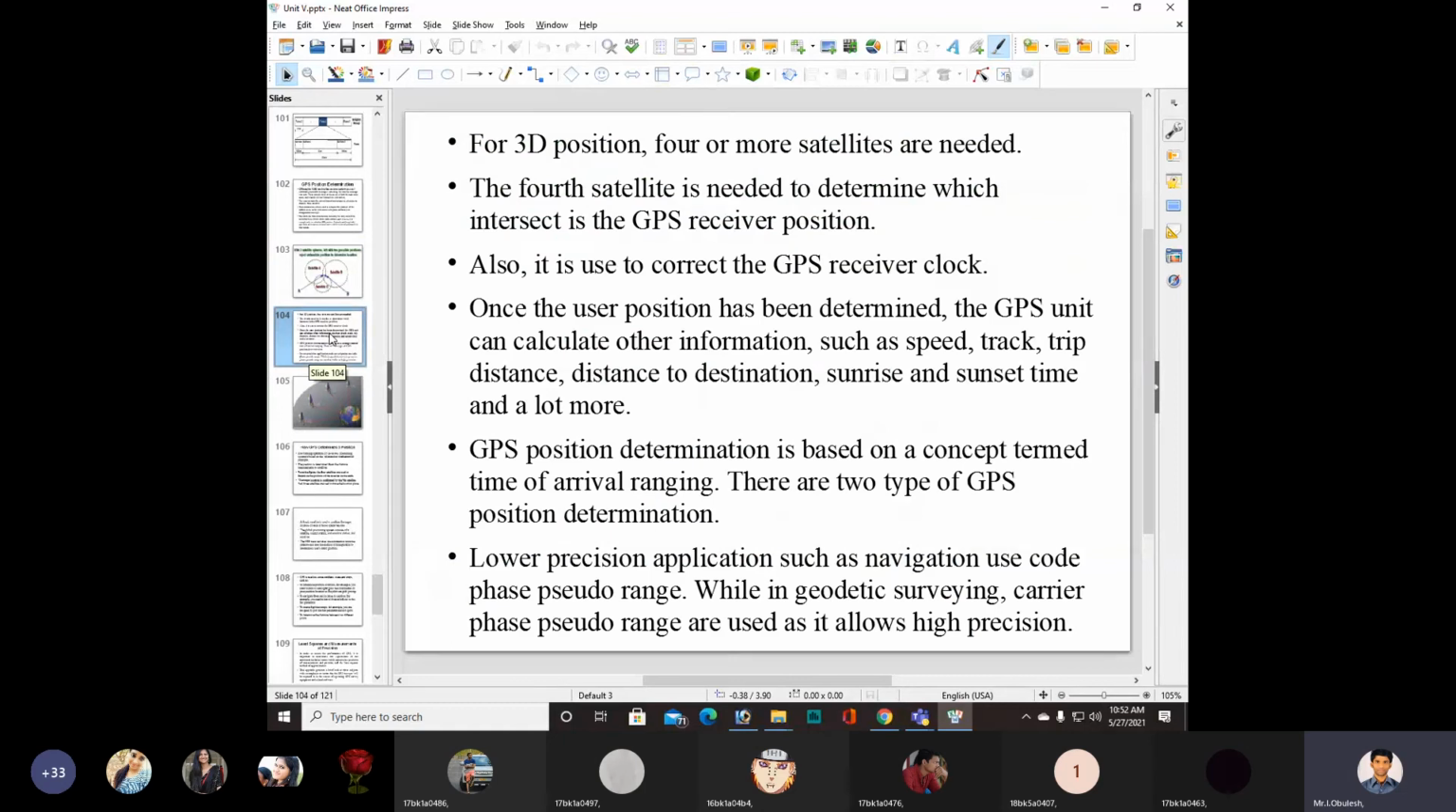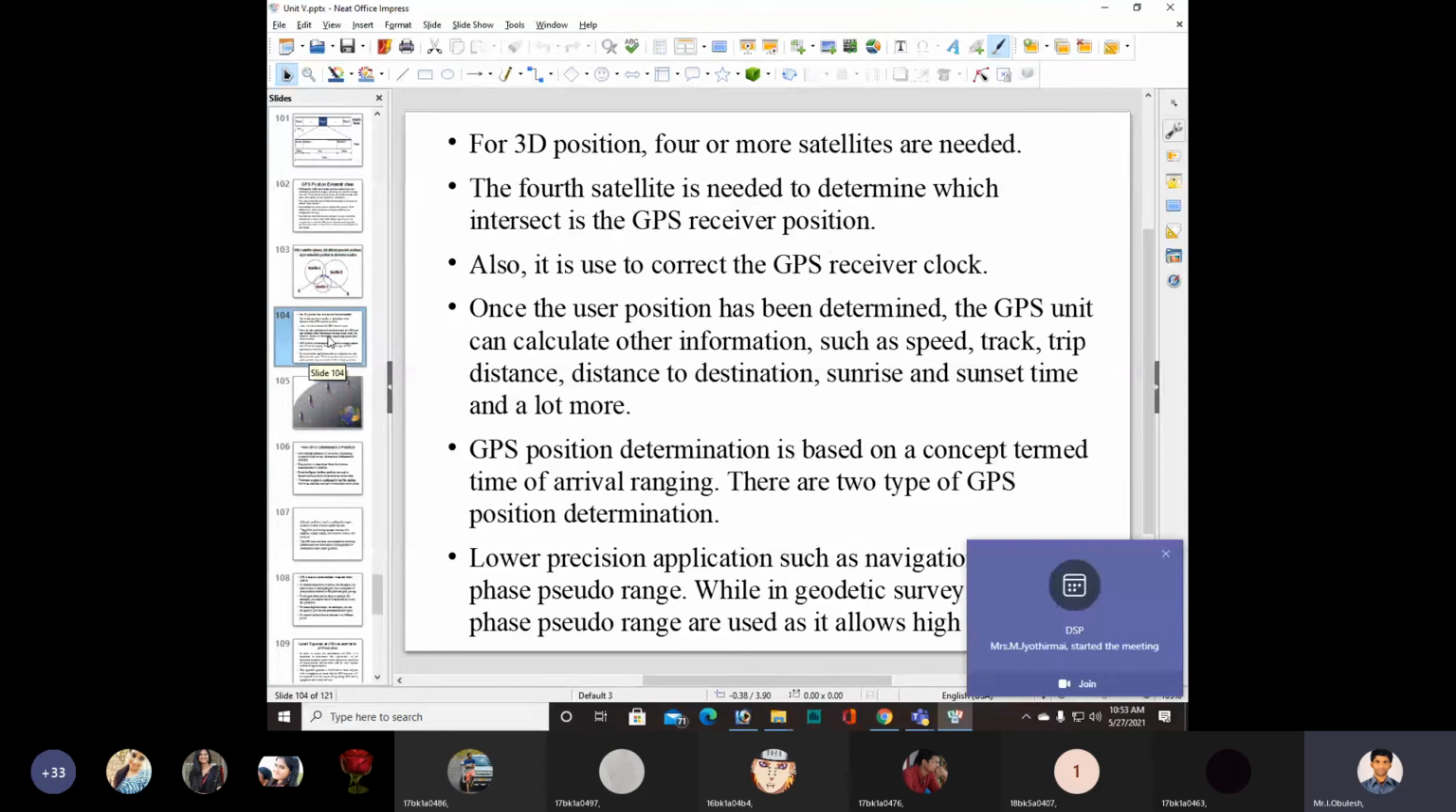Then for 3D position, again you need 4 or more satellites. The 4th satellite is needed to determine which intersect is the GPS receiver position. And it is also used to correct the GPS receiver clock.